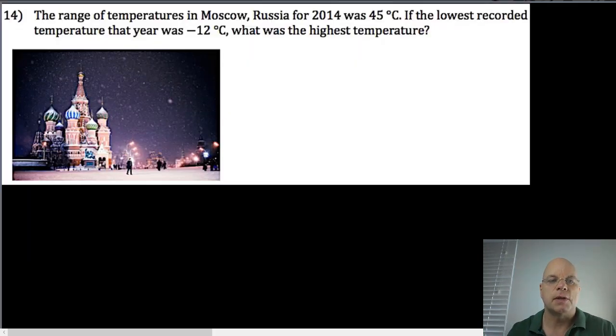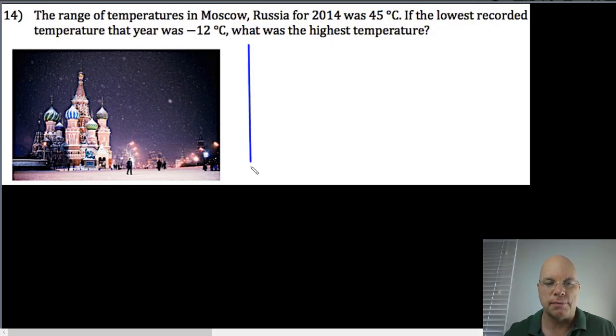Problem number 14. The range of temperatures in Moscow, Russia for 2014 was 45 degrees Celsius. If the lowest recorded temperature that year was -12 degrees, or 12 degrees below 0 Celsius, what was the highest temperature? There's two ways to solve this.